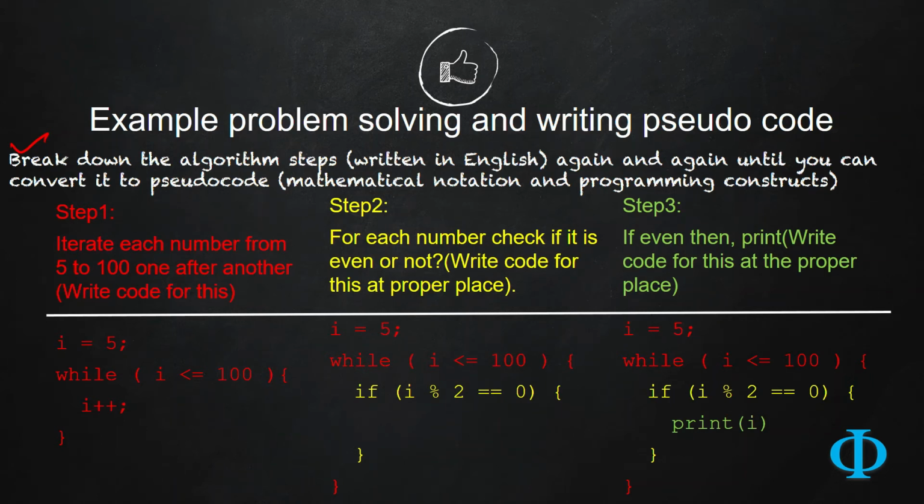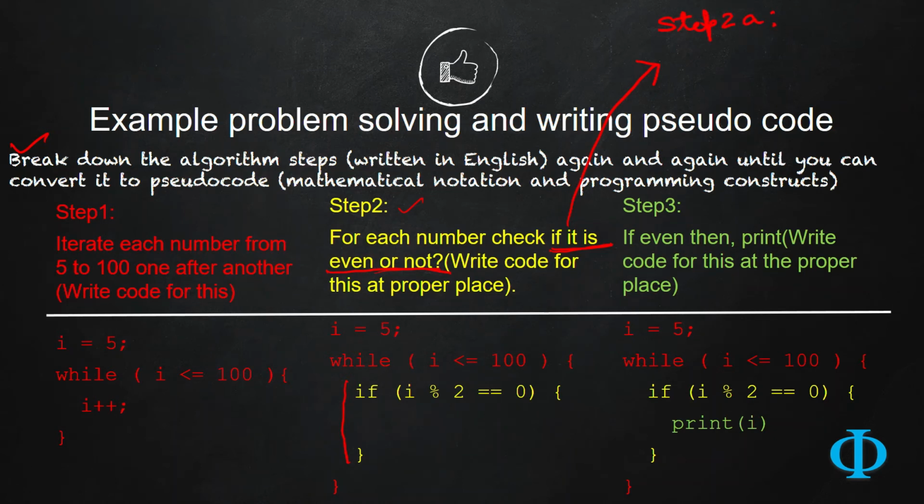For example, in this step 2, I have mentioned: for each number check if it is even or not, and then wrote the code like this: if number mod 2 equals 0. Now at the beginner's level, you may find it difficult to convert this entire statement into pseudocode. So instead, what you can do is just break down this statement once again.